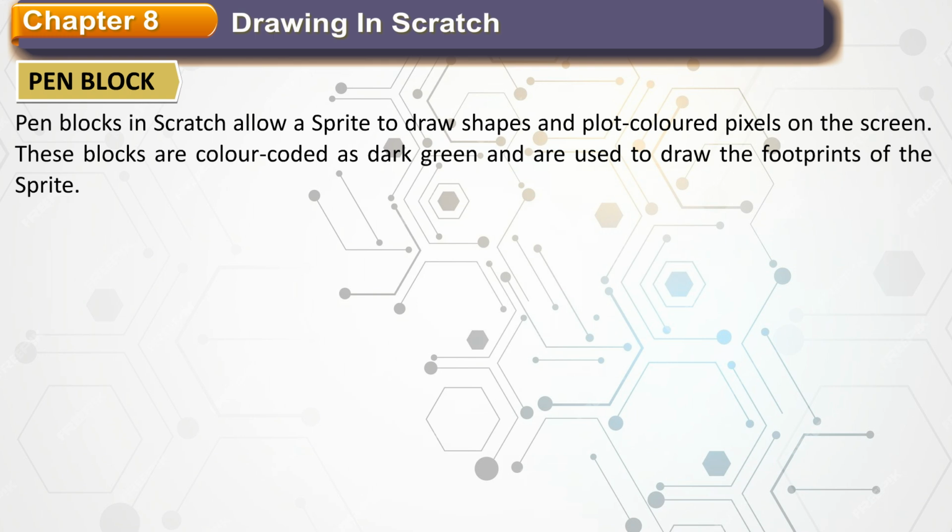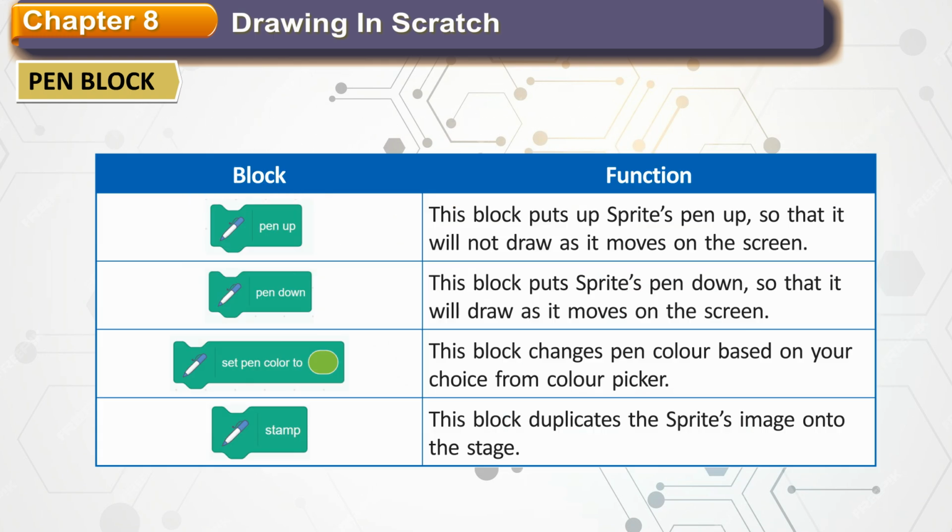Block. Function. Pen up. This block puts up sprite's pen so that it will not draw as it moves on the screen. Pen down. This block puts sprite's pen down so that it will draw as it moves on the screen. Set pen color to. This block changes pen color based on your choice from color picker. Stamp. This block duplicates the sprite's image onto the stage.